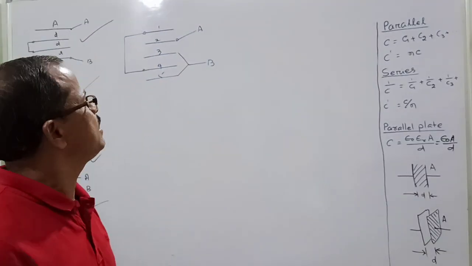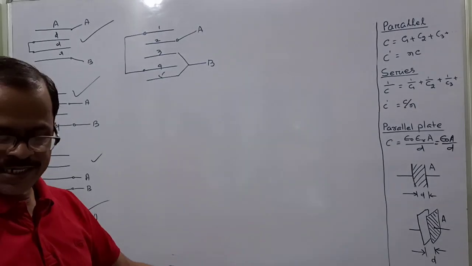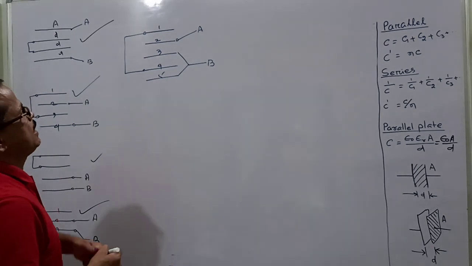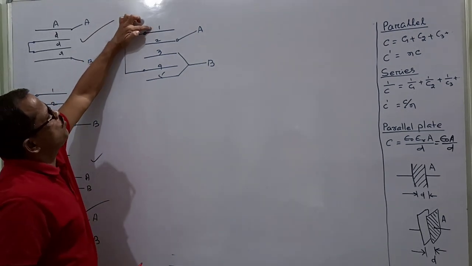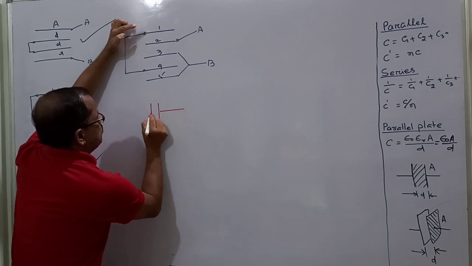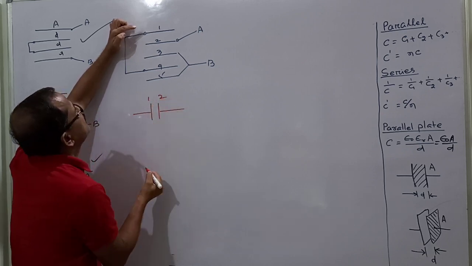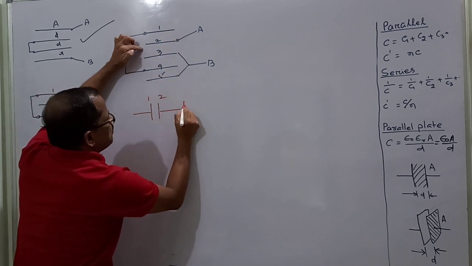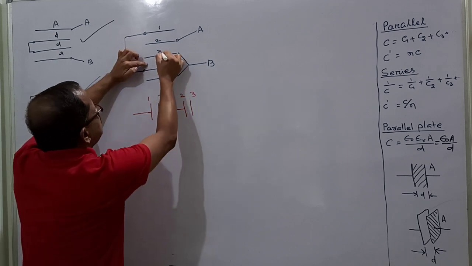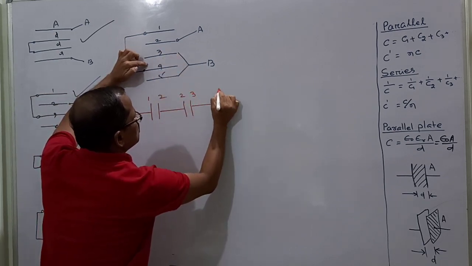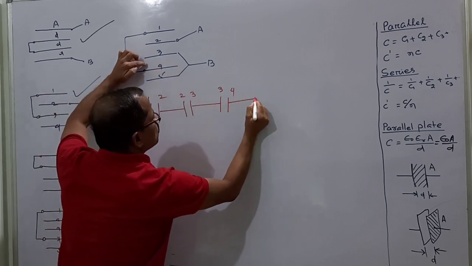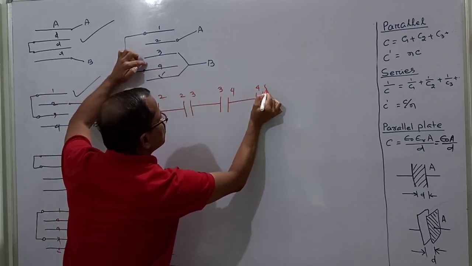To find the net capacitance between A and B, you know the practice, the way I have told you many times. So let us start the practice. Plate 1 and plate 2, one capacitor. Let us draw plate 1 and plate 2. Again 2 and 3, another capacitor. Then 3 and 4, another capacitor. Another capacitor between 4 and 5.